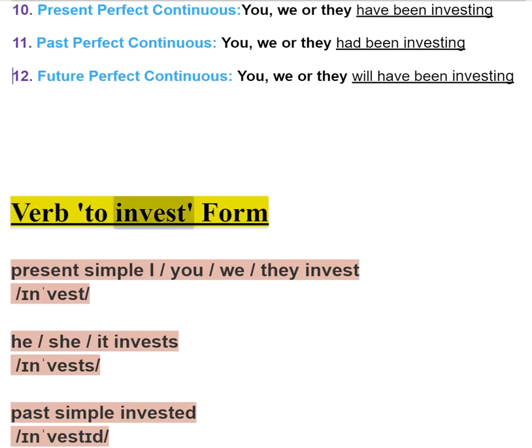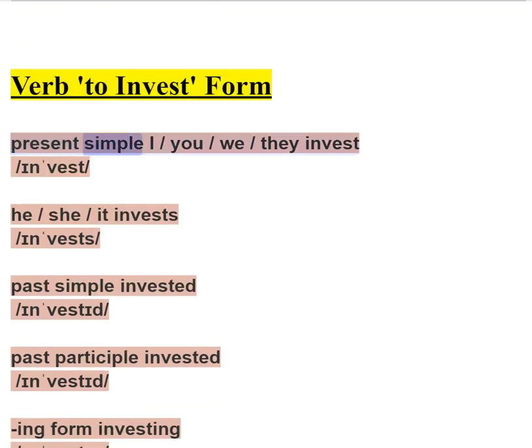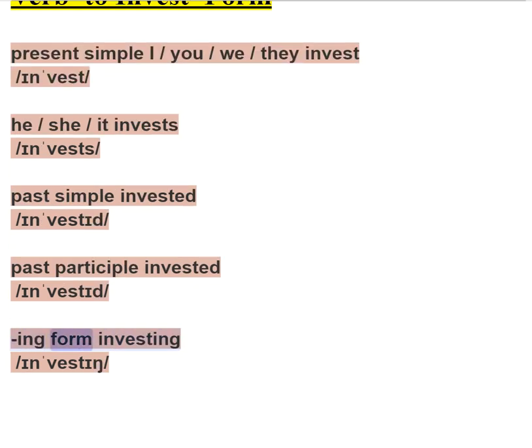Verb to invest forms. Present simple: I, you, we, they invest. He, she, it invests. Past simple: invested. Past participle: invested. Ing form: investing.